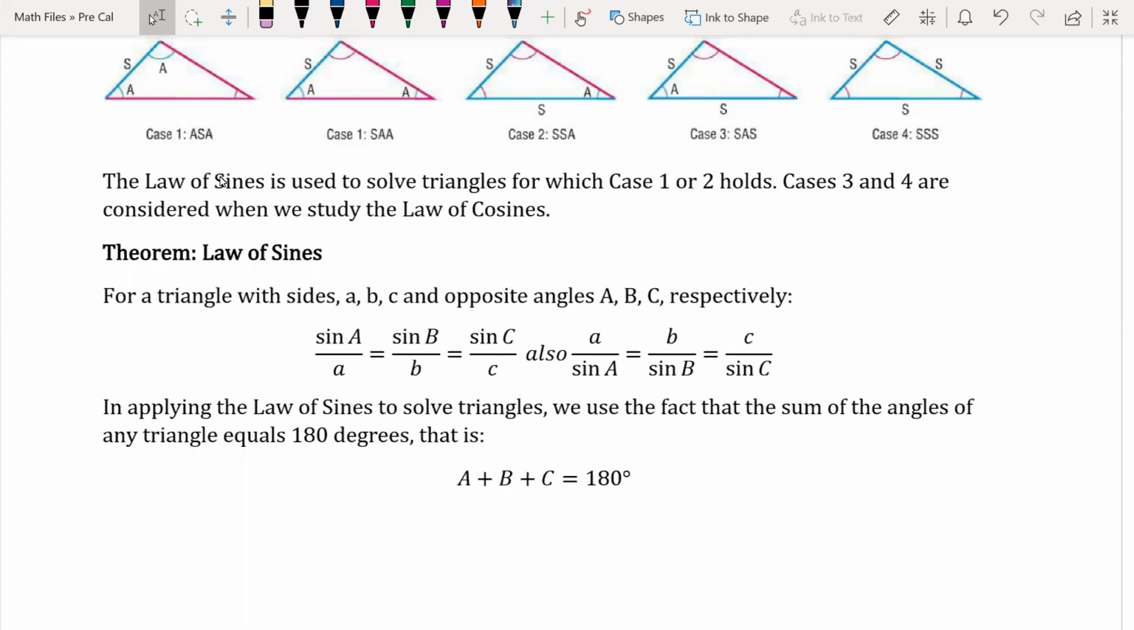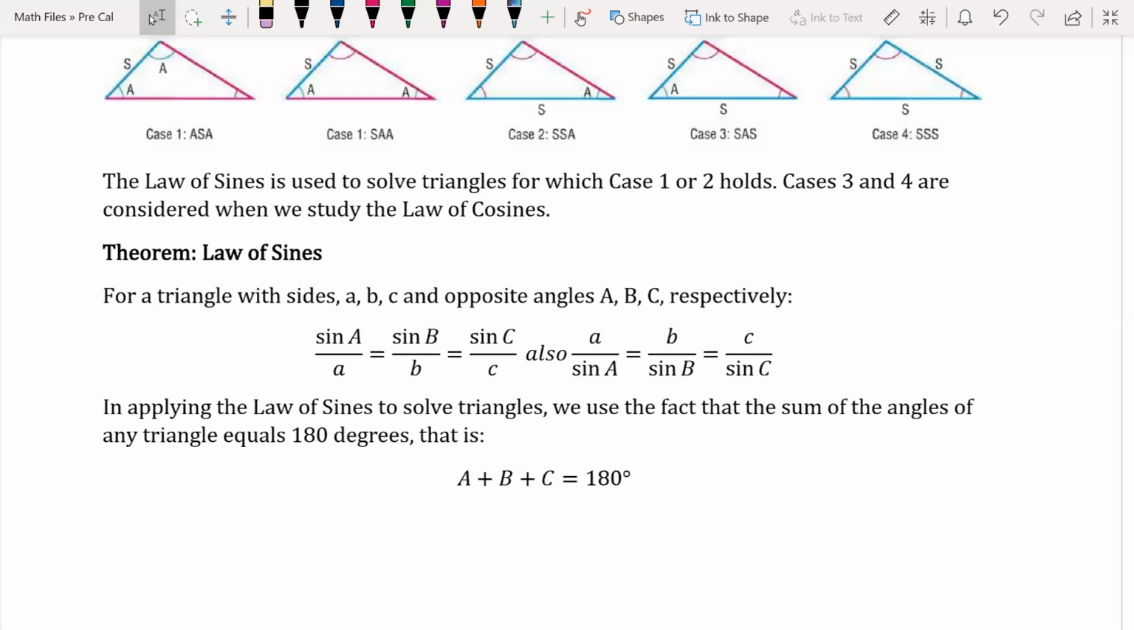So the law of sines says for a triangle with sides A, B, and C, and opposite angles A, B, and C, respectively, we get the formula: sine of angle A over A is equivalent to sine of angle B over B, which is equivalent to sine of angle C over C. Also, you can reciprocate the formula and get A over sine A equal to B over sine B equal to C over sine C.